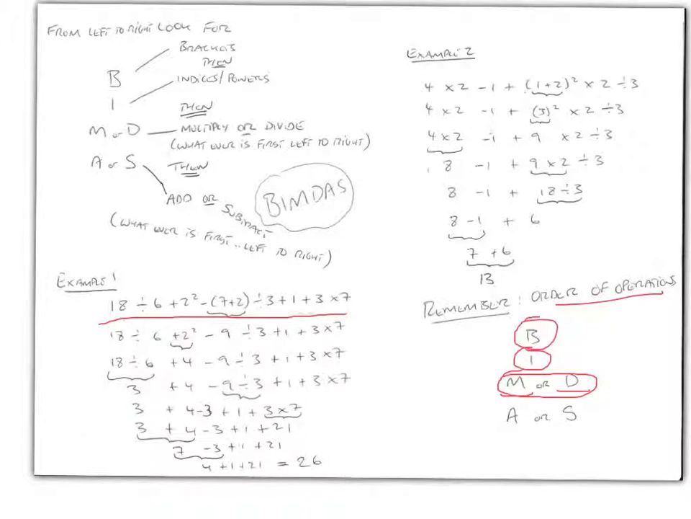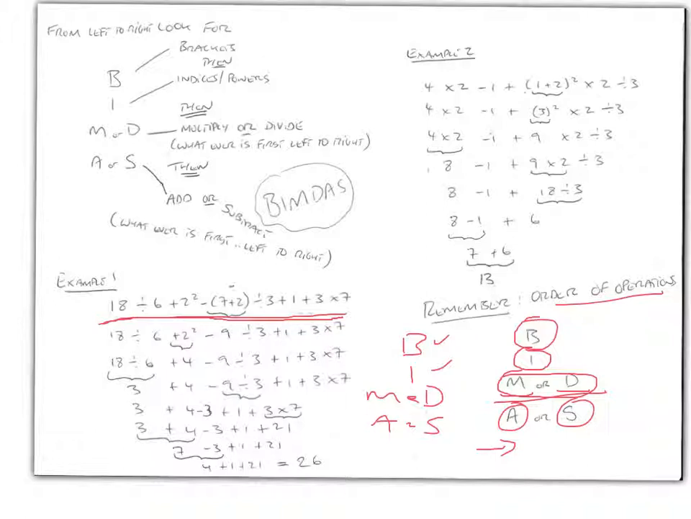When we've looked at all of those, we then go through the sum and look for any addition or subtractions, and again we do whichever one we hit first, going from left to right. So here's an example: 18 divided by 6 plus 2 squared minus, in brackets, 7 plus 2 divided by 3 plus 1 plus 3 times 7. Following BIMDAS, I've written it like this to show that this is first, this is second, it's either multiply or division, and either addition and subtraction following that.